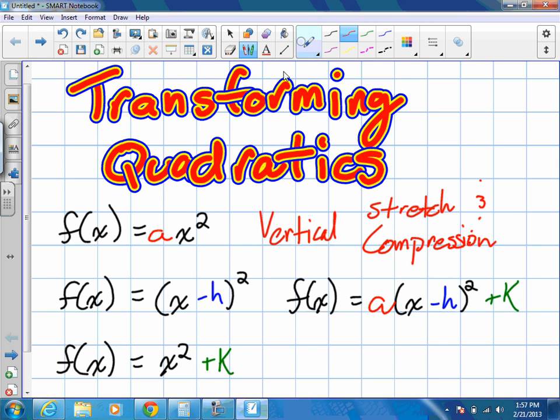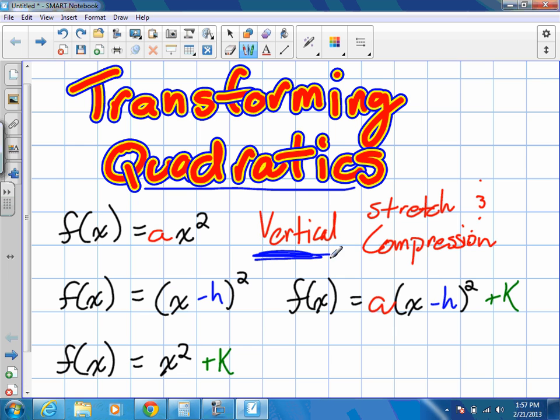Transforming quadratics. Again, we spoke about the three. This is the last one. We're talking about vertical stretches and compressions. And what that is are A values. So we're going to talk about what the A value actually does to our quadratics. Okay? So, we're going to go over to our program here.